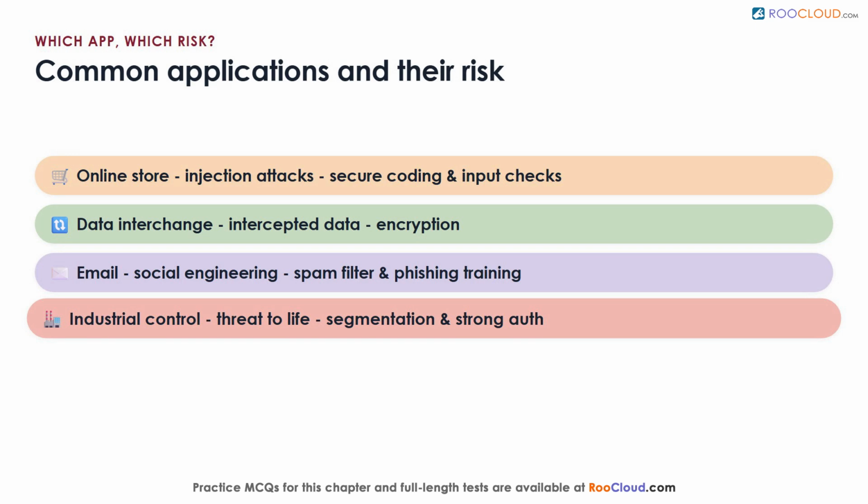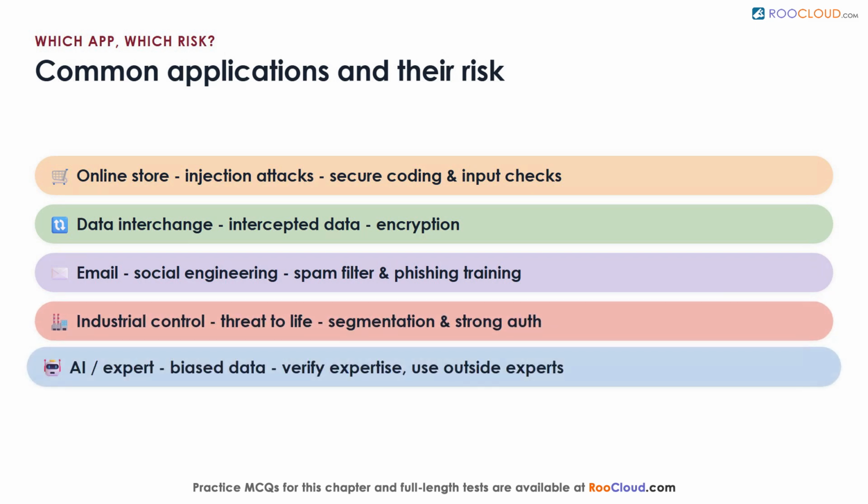Take artificial intelligence and expert systems. They rely on learned data that can be biased. So confirm the right expertise built the assumptions. And where your team lacks the skills, bring in outside experts.